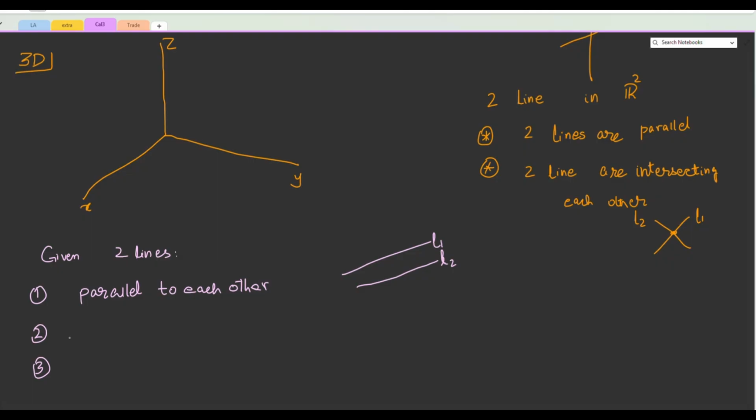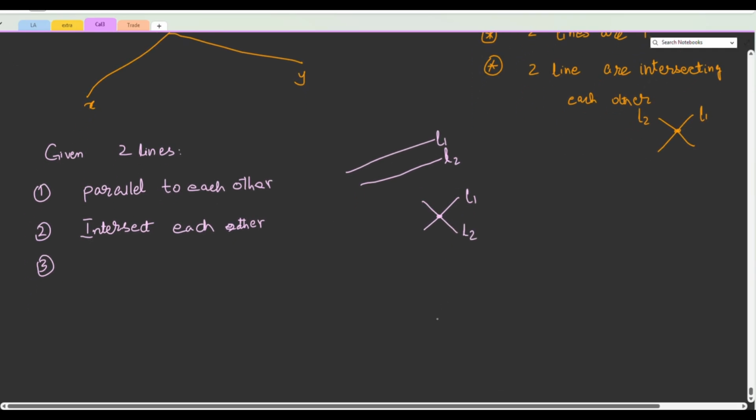The second possibility is the same as before in the 2D case, that the two lines intersect each other. Suppose that this is the line L1 and this is the line L2, and this is the point of intersection. But there is a third possibility.